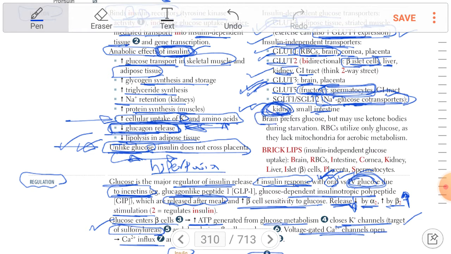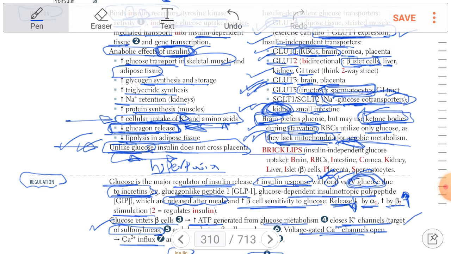Then the brain will prefer what? It prefers glucose, but it can use ketone bodies during what? During starvation. So in starvation, the brain can depend on ketone bodies, but the main one for the brain is glucose. We have here RBCs utilize only glucose. They will not depend on ketones. Why? Because of mitochondria. This is the most important one. This information is so good. We have here lacking of mitochondria in RBCs. This is so important: RBCs don't have mitochondria.